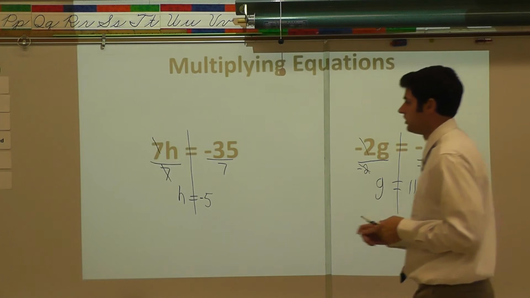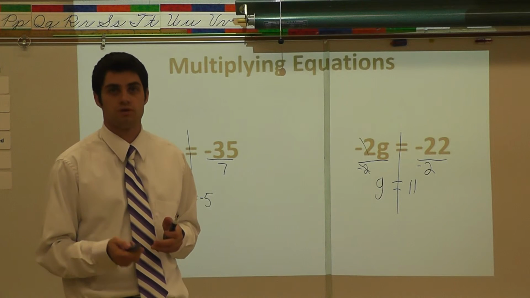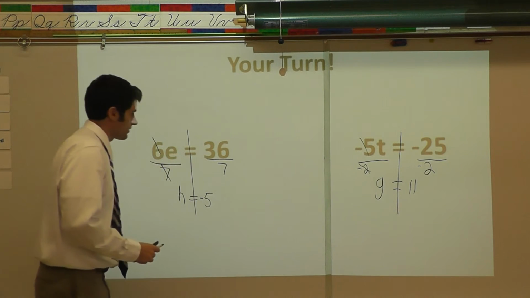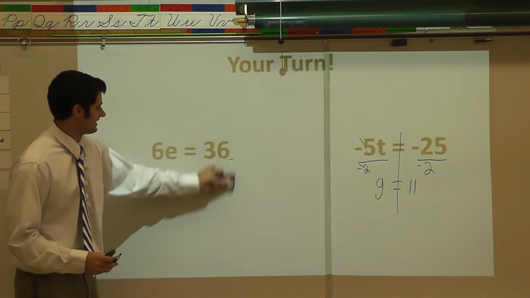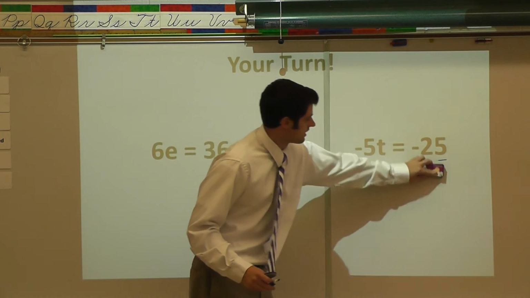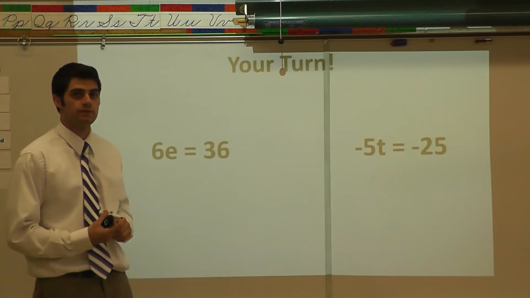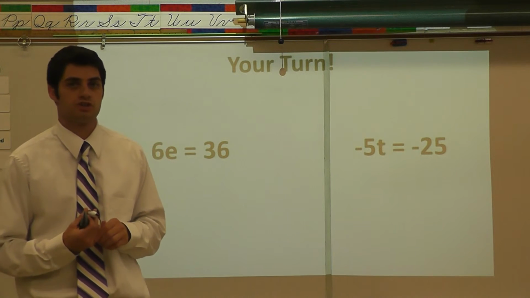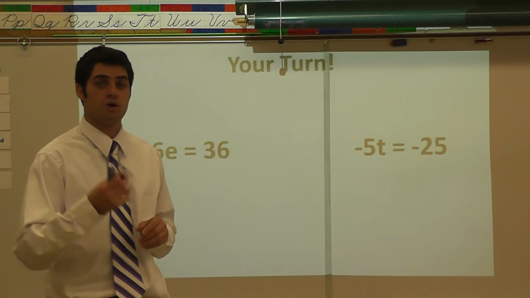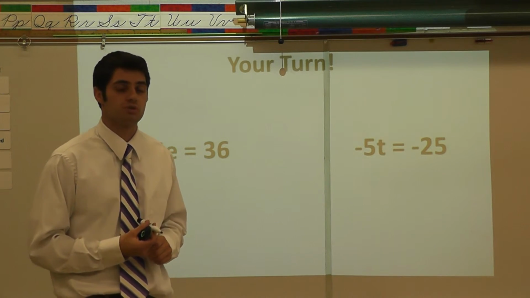Alright, we're getting to the fun part. The part where you guys take out that piece of pencil and paper and you guys are going to try these on your own. Your two problems will be 6e equals 36, and on this side, negative 5t equals negative 25. Now I've thrown some negative integers in there for you guys to kind of see, to challenge you guys. Go ahead and pause this video right now, try these two problems, and we'll go over them very shortly.